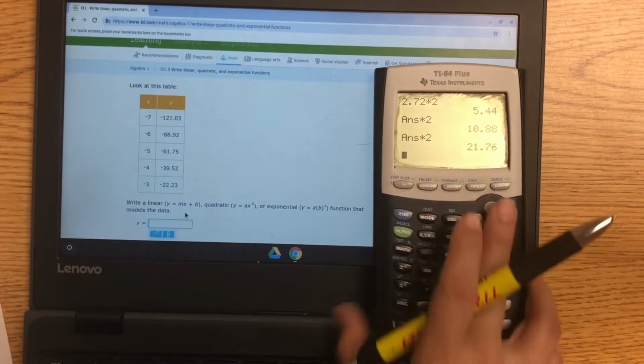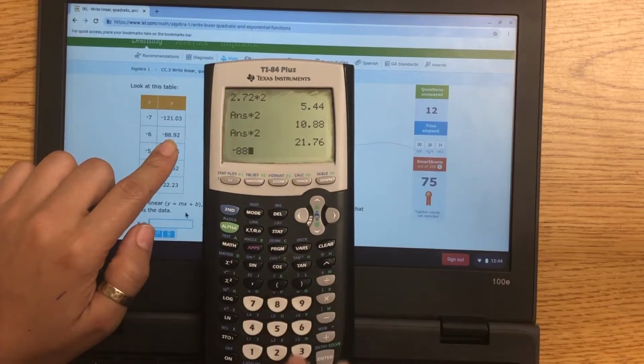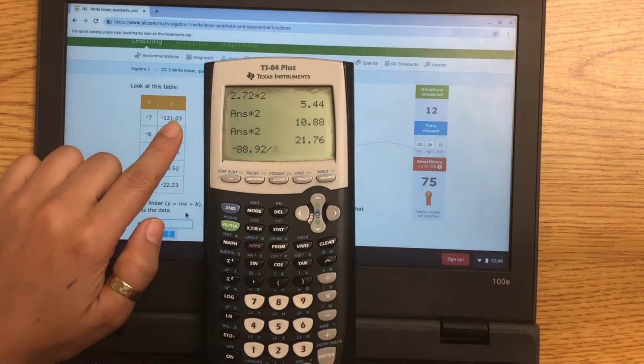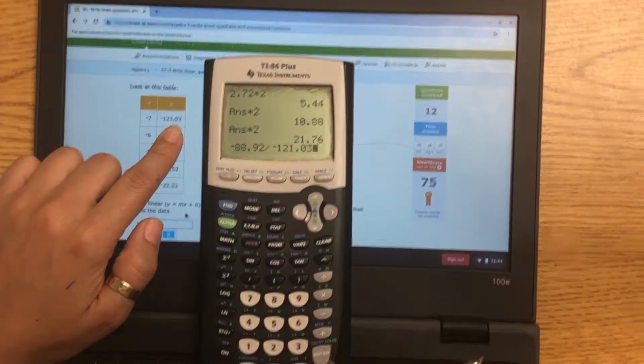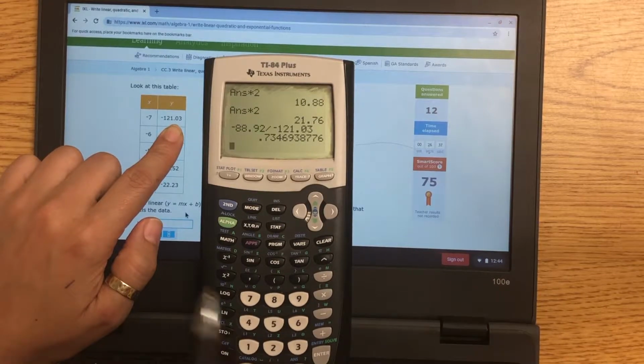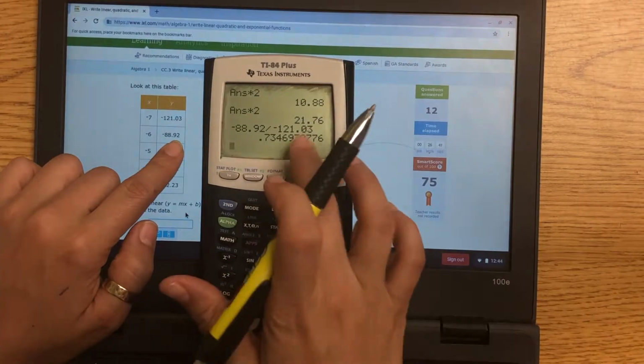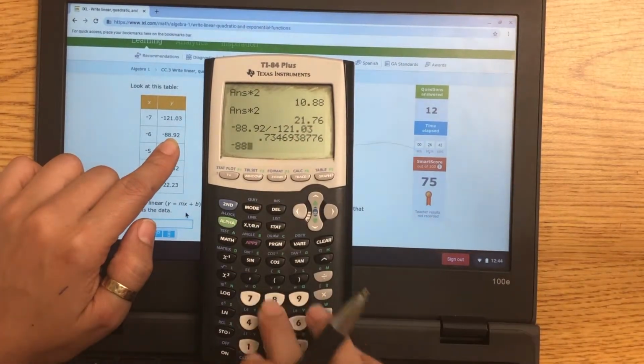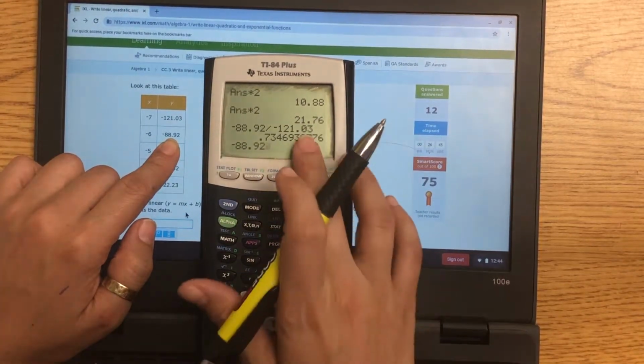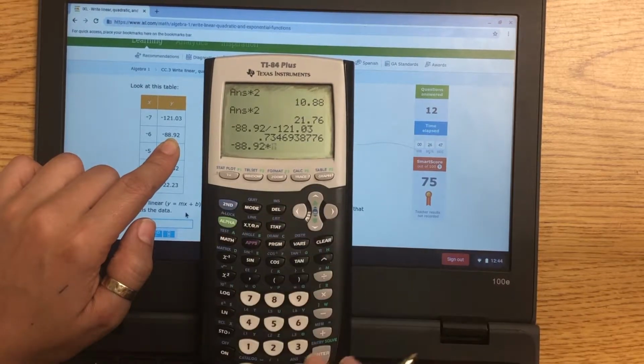All right, another one. Again, negative 88.92 divided by negative 121.03. Okay, so it's probably not exponential, but I'm just going to check. So when I say it's being multiplied by this number every time, so negative 88.92 times this number, second answer.